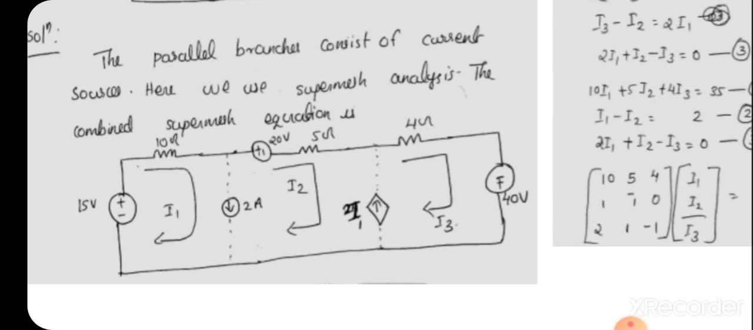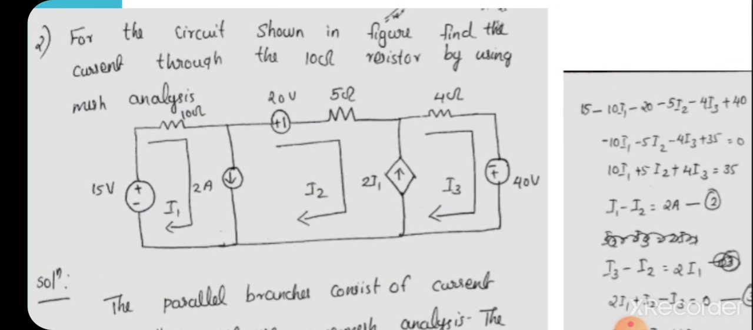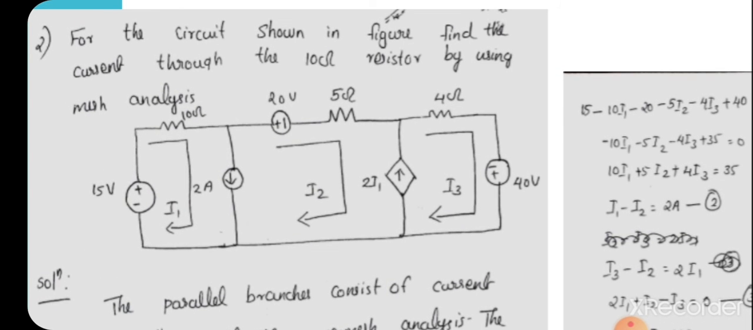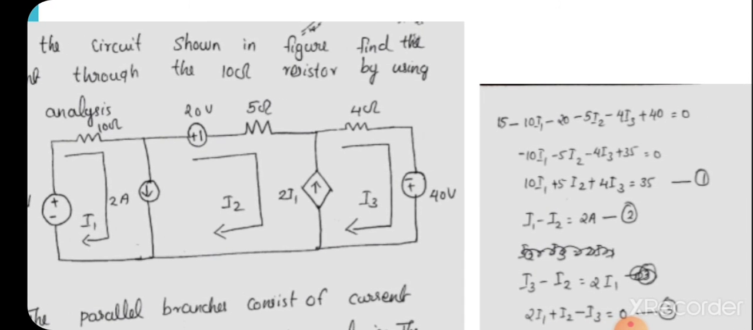There is only one equation, and also we know that there is a 2 ampere source between mesh 1 and mesh 2. We can write the equation for the 2 ampere source: as I1 current flows downwards and I2 current flows upwards, I1 minus I2 will be equal to 2 ampere.